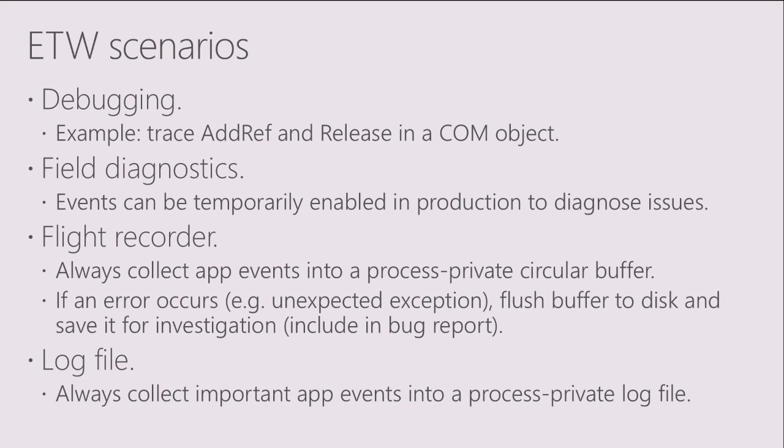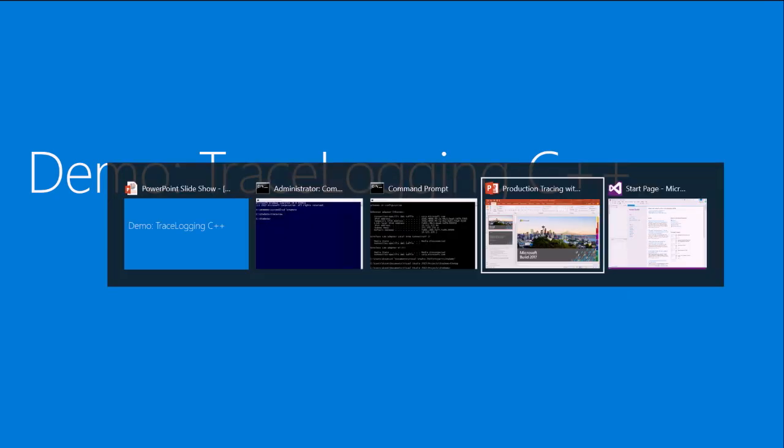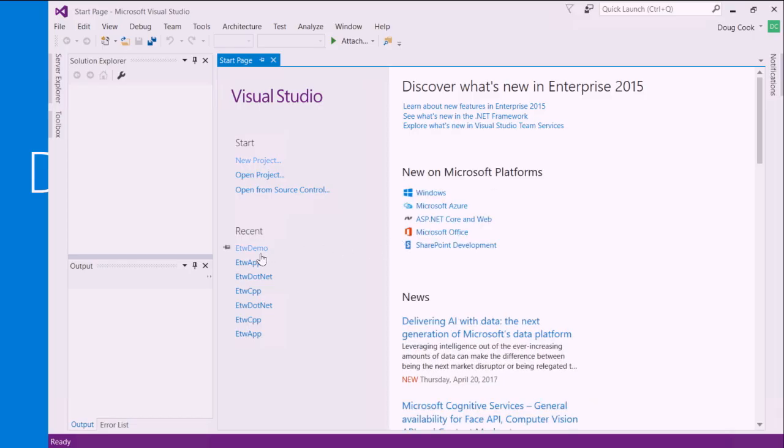Finally, you could use ETW to help you implement a log file. Once again, you'd use a process private trace session and you'd collect the data into an ETL file. I'm going to show you really quick how easy it is to add ETW tracing to a C++ app. In this case, I'm going to be using what's called the TraceLogging ETW framework. So I've got a little demo app that I've prepared.